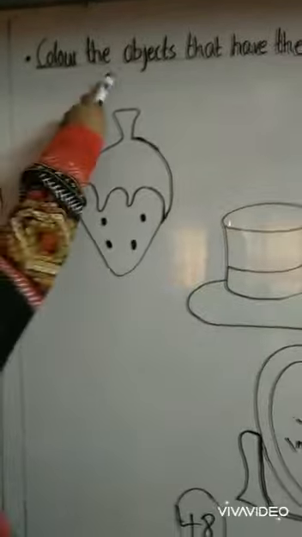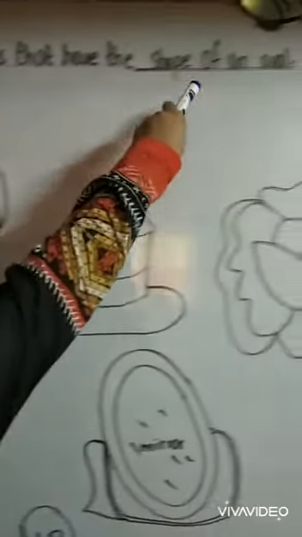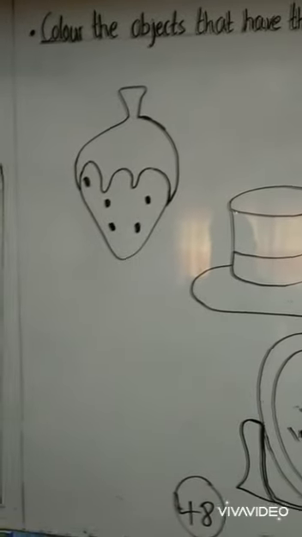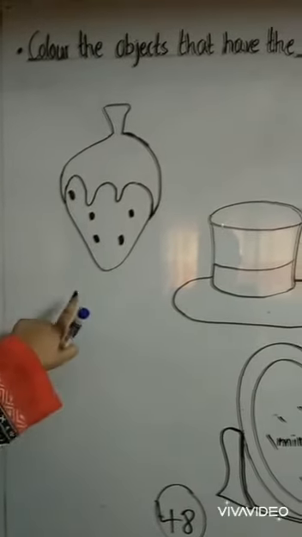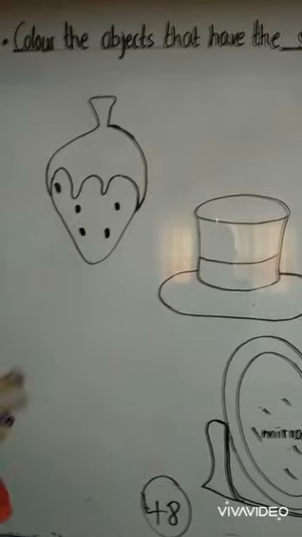Oval. Now, another caption we have. Color the objects that have the shape of an oval. You have to first recognize the things which are in oval shape, and then you have to color.